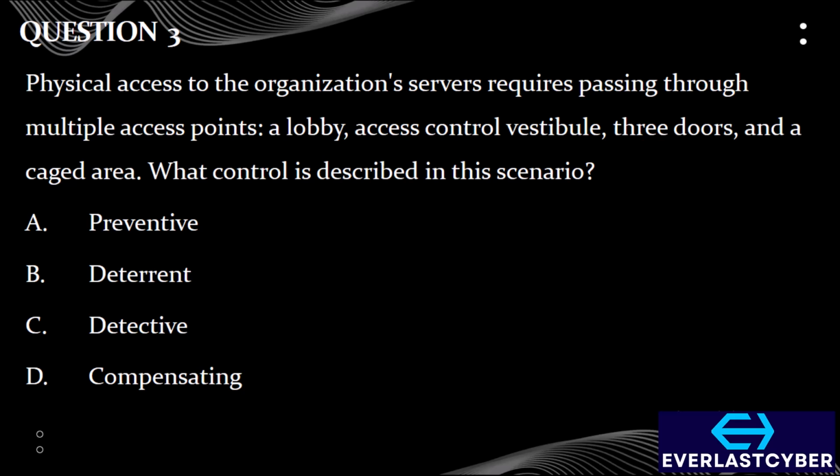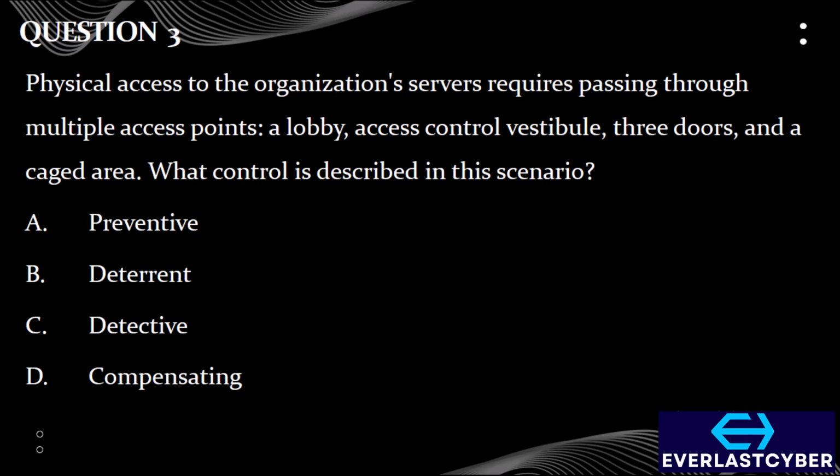Preventive controls are designed to prevent security incidents from occurring. Deterrent controls are intended to discourage individuals from attempting to compromise security. Detective controls are meant to identify and detect security breaches or incidents. Compensating controls are alternative controls used to mitigate risk when the primary controls are not effective.